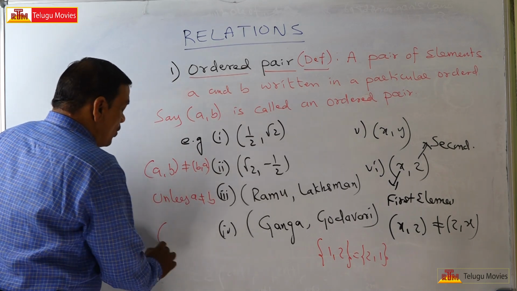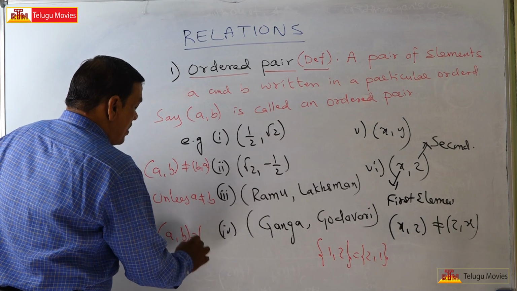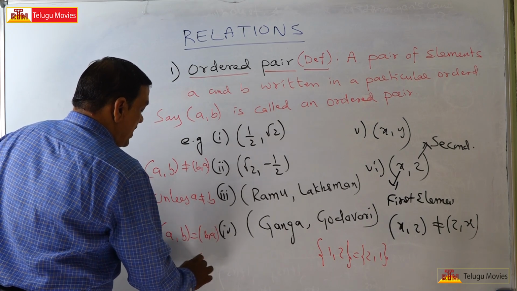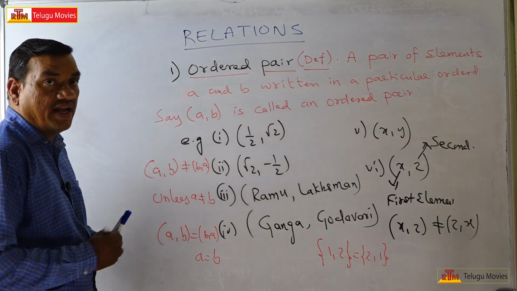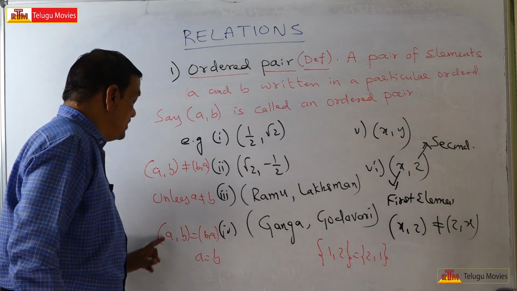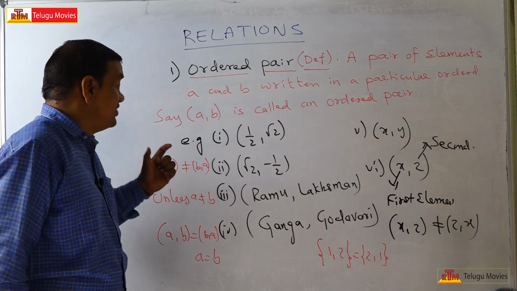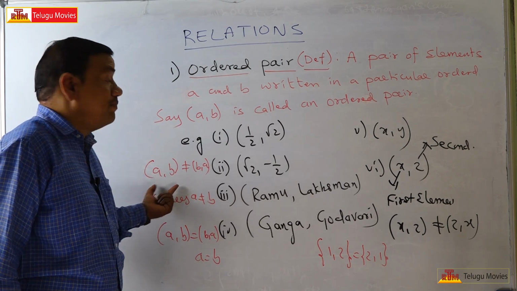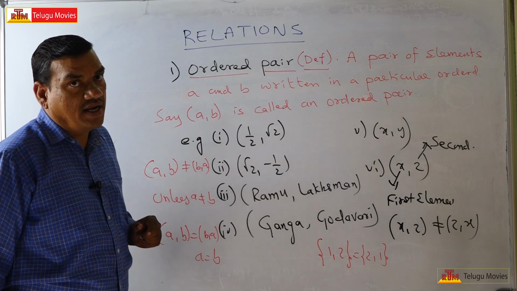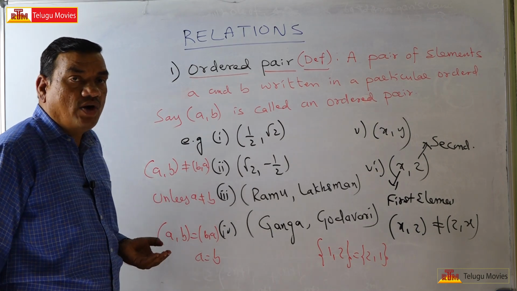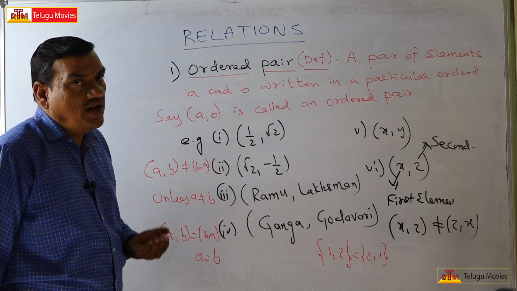If a is equal to b, then you can say (a, b) is equal to (b, a). When a and b are both equal, then (a, b) is equal to (b, a). Unless otherwise stated, in general (a, b) is not equal to (b, a). Understand? I hope that you understand this concept. So let us go for the next topic.